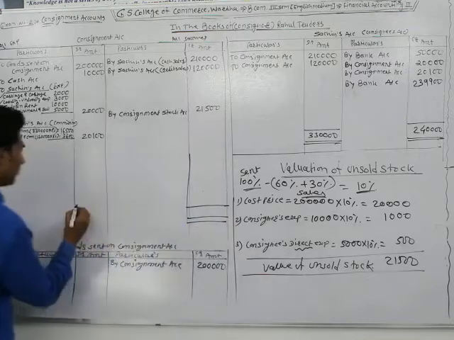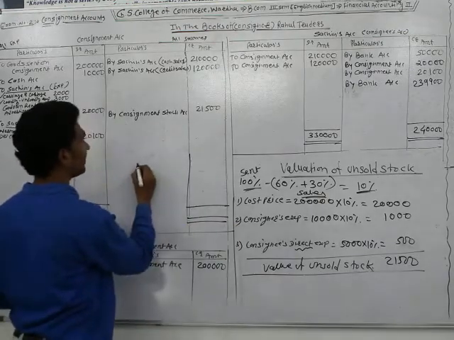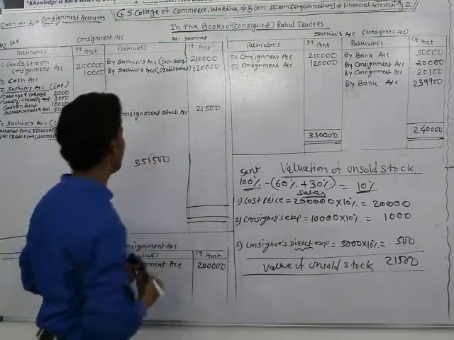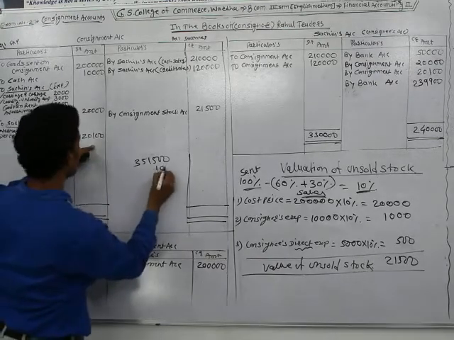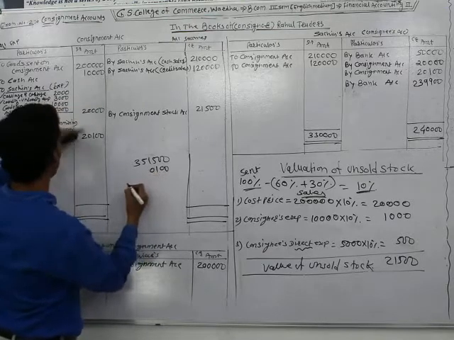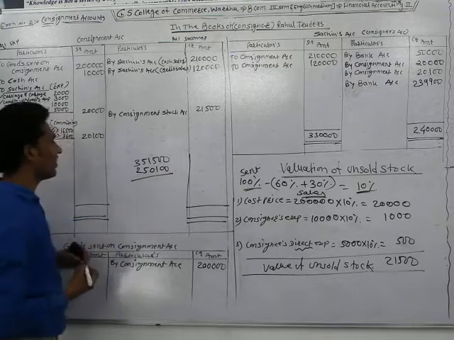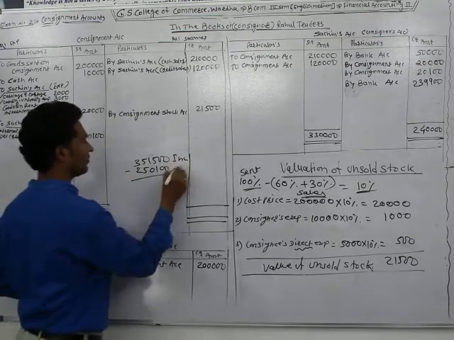After that, you find out the profit or loss on consignment. Making the balancing process, find out the profit or loss on consignment. Firstly, making the total of credit side: rupees 3,51,500. It's the total of credit side. The total of debit side is rupees 2,50,100.